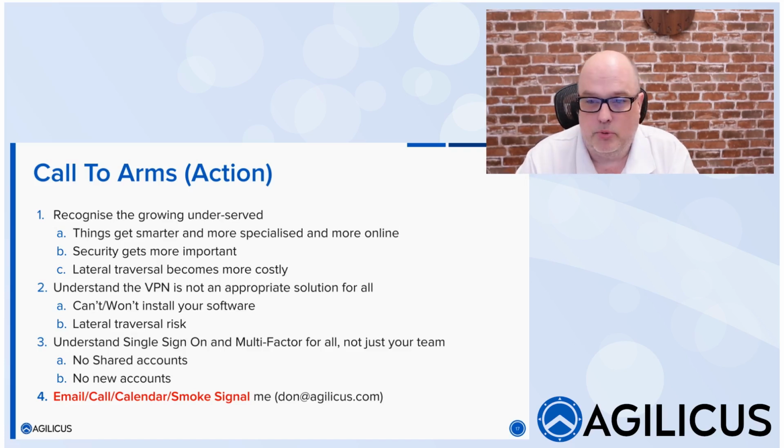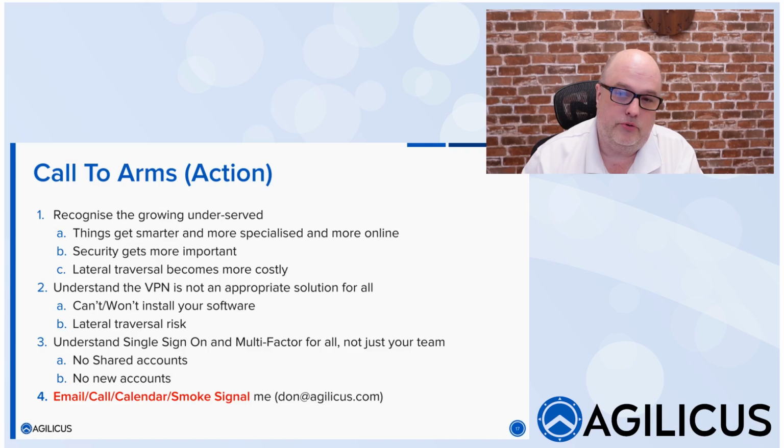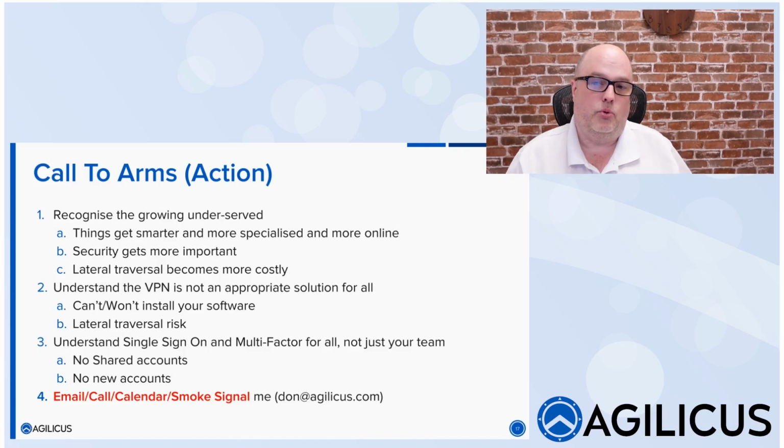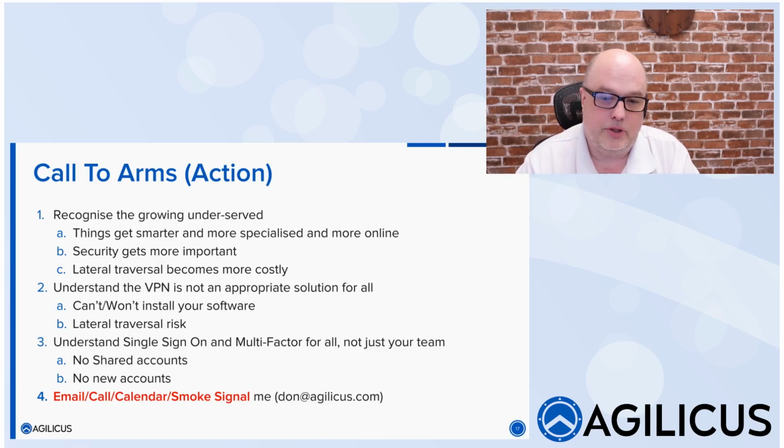Understand that a VPN is not an appropriate solution for everybody. They can't install it, they won't install it, the lateral traversal risk. And understand that single sign-on and multi-factor is required for everybody, not just your team and not just for critical applications and not just for administrators. This should be bread and butter, but it doesn't have to be more complicated. It can actually be very simple for the user to use. That example I showed in the little demo earlier, click, boom, they were in. There was no work. Their phone chirped, they clicked. They just had to physically have it. Multi-factor is any two or more of something you have, something you know, something you are. So in this case, the person had their credentials and they had the phone. So something they knew and something they had.